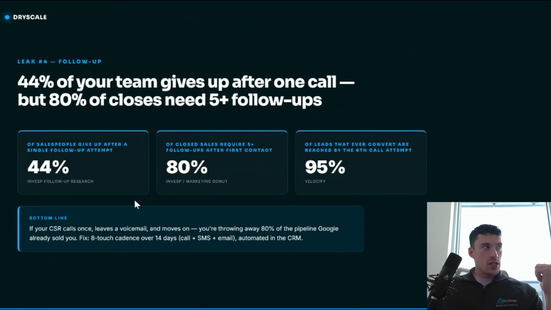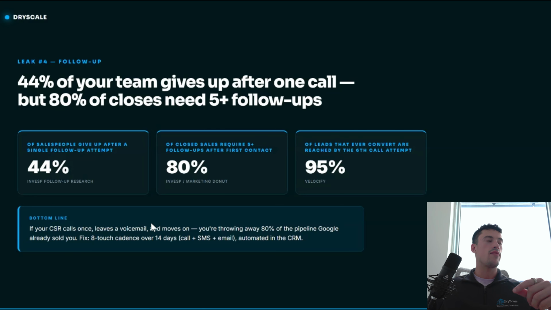Leak number 4 is the follow-up. 44% of your team gives up after one call, one follow-up, but 80% of closes need 5+ follow-ups. Do you see the conundrum there? If 80% of closes need 5+ follow-ups, but 44% of leads are only followed up with once, what does that mean? That means you are missing out on a ton of money for your company, again, by simply placing a rep whose sole job is dialing leads immediately and following up with them every single day.